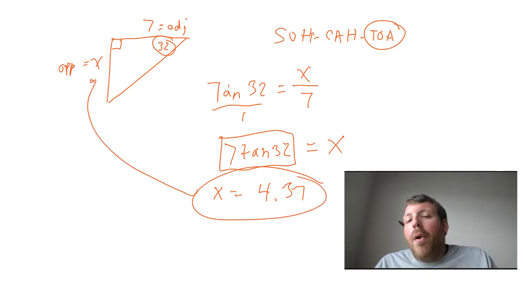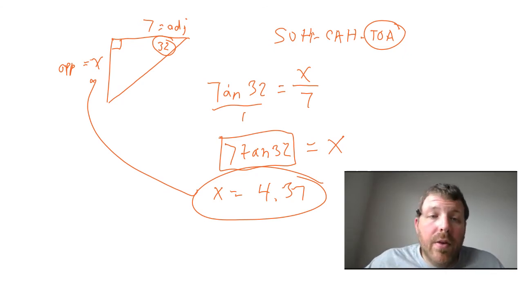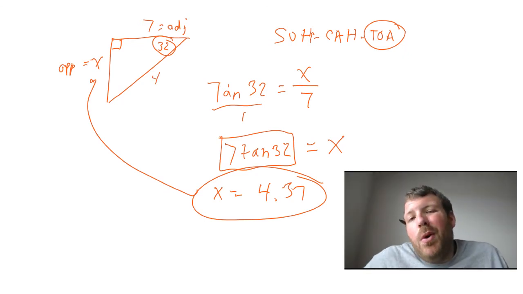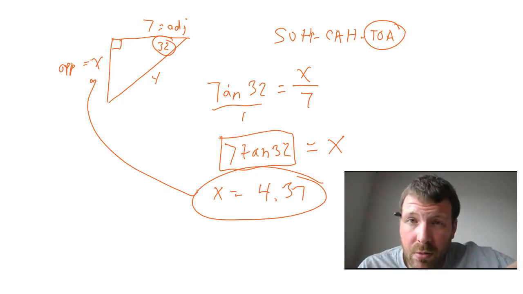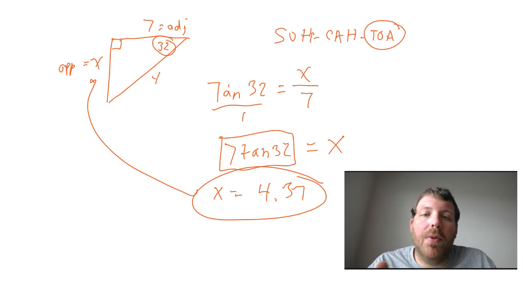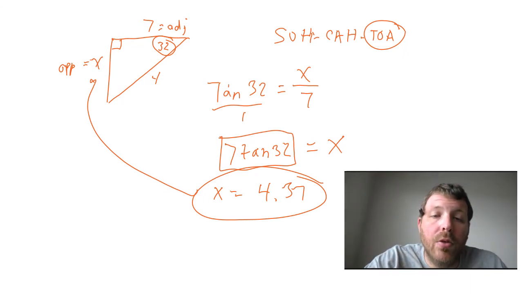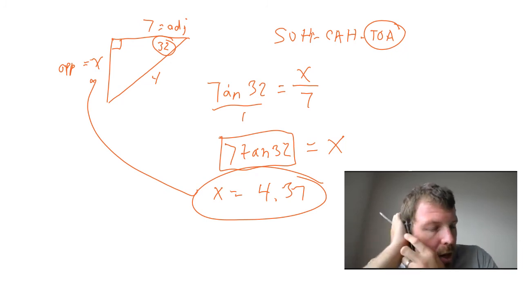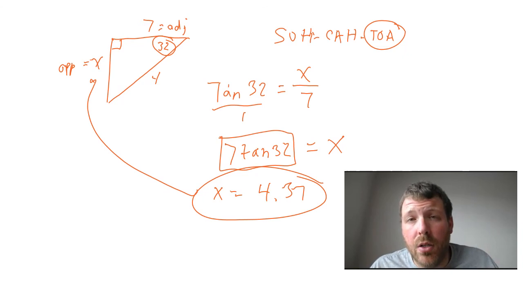Now, in some problems, you may be asked to find this other side as well. So you may be asked to find this guy right here. Well, if you want to find that, you can use trig, right? Or you can even use the Pythagorean theorem, because if you have two sides, you can use the Pythagorean theorem to find that third side. And a lot of times I see students do that. It's a little bit easier because you're not as accustomed to learning the trig yet.